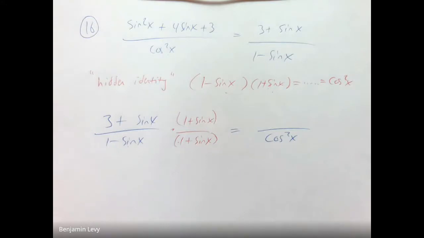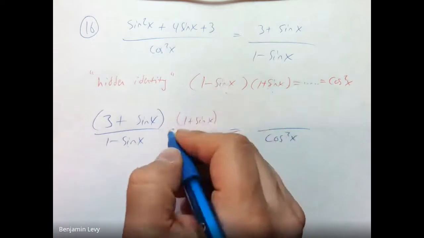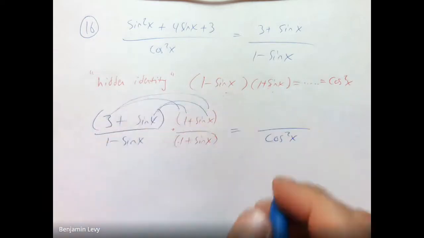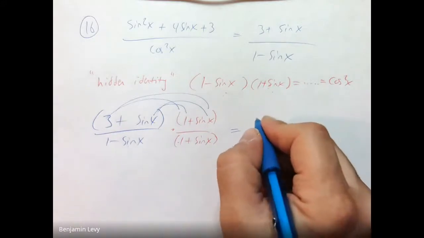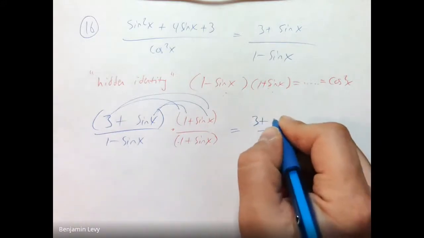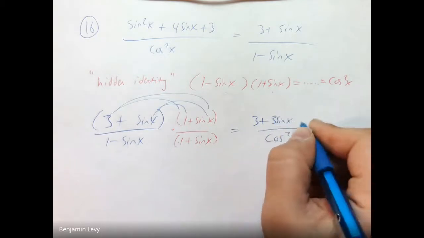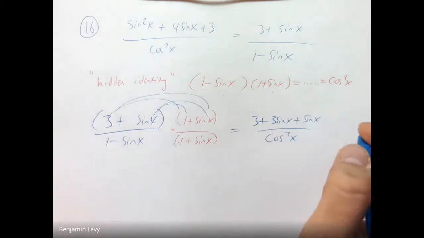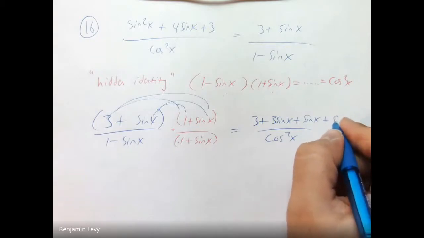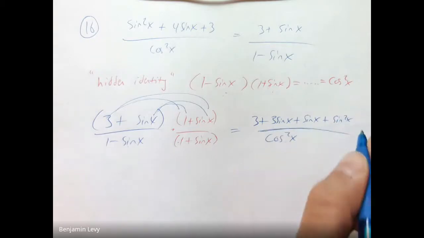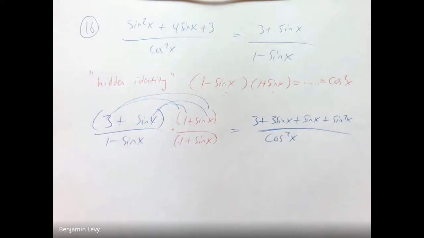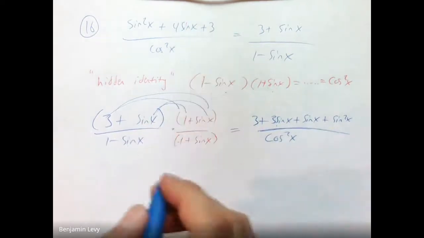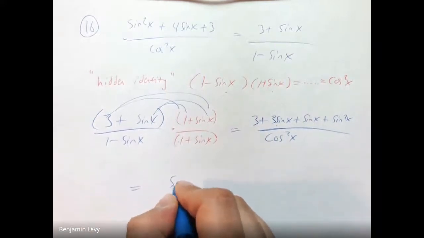And then on the top, we would distribute, right? We'd do like this and that, and then we would do this and that, and so we'd end up with 3 plus 3 sine x plus sine x plus sine squared. Right, that's what you get after you distribute. And hey, when you add 3 sine plus sine, you get 4 sine. And so we get right down to the answer on that one.